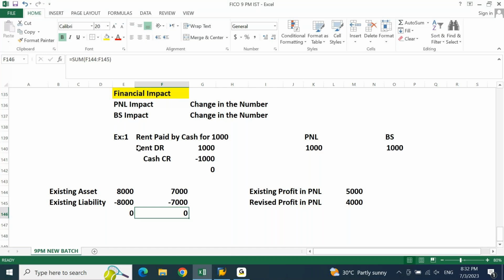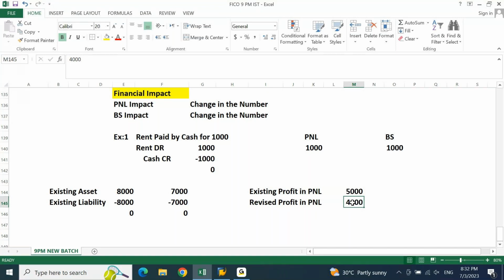Okay. Now when we passed this accounting entry, we have an impact on the P&L. In P&L, what impact have you got? You had a debit impact on your P&L. Anything which is posted to the debit on your P&L will result in reducing your profit. So as a result, what happened? Your P&L profit from 5,000 has become 4,000. Correct?